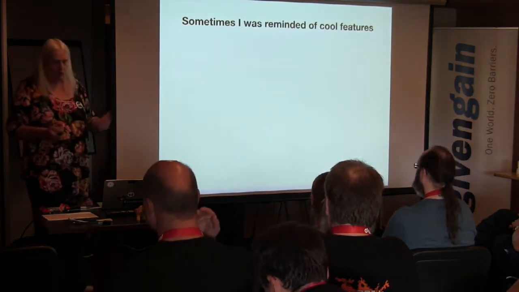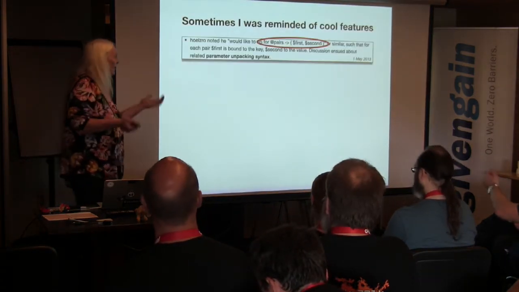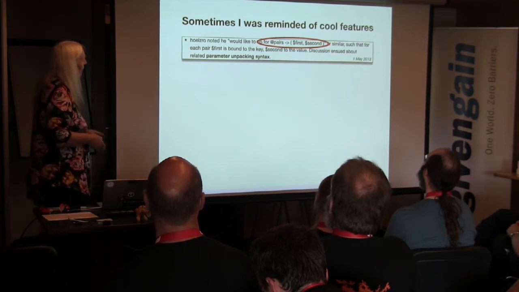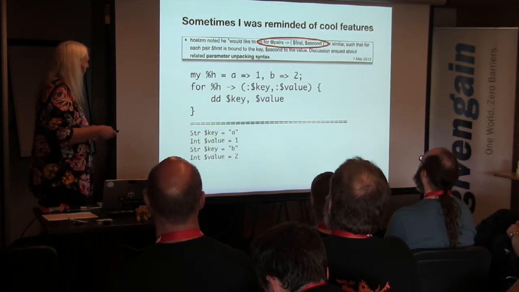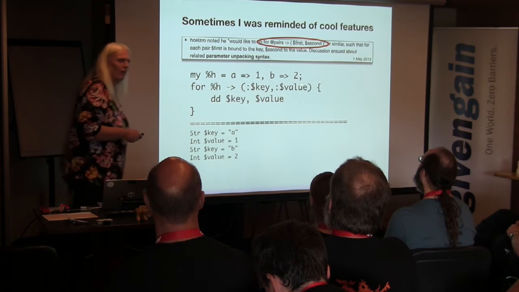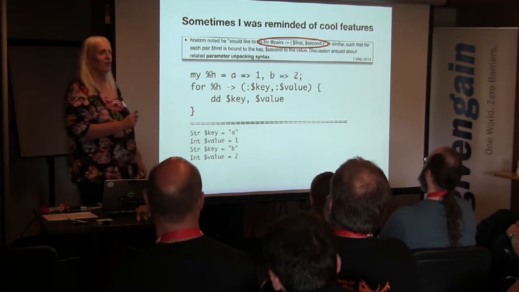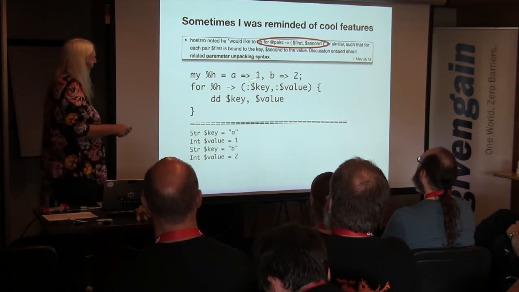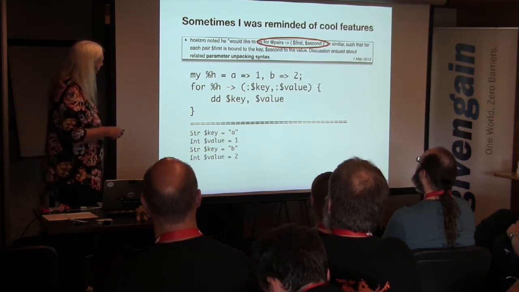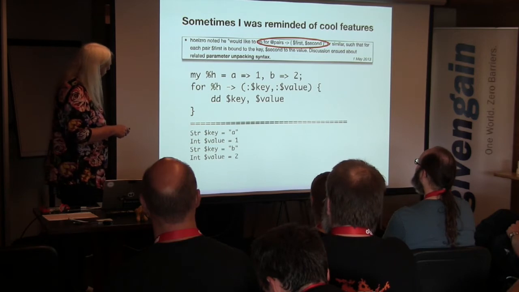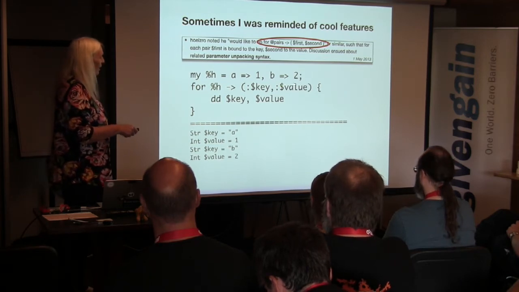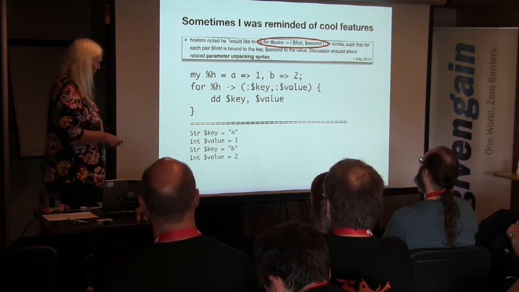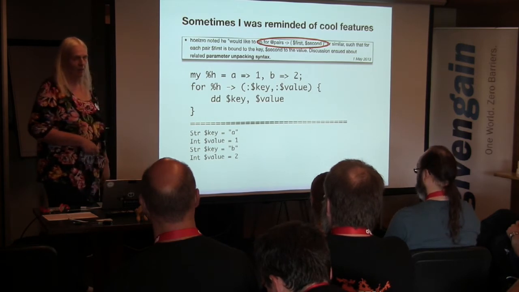So when I was going through this, I was reminded of cool features that I forgot about, and this is one of them. So we actually have something called, what is this called anyway? Destructuring. Okay, destructuring arguments. So I fill a hash here, and I iterate over the hash, get the key and the value, and then show it.